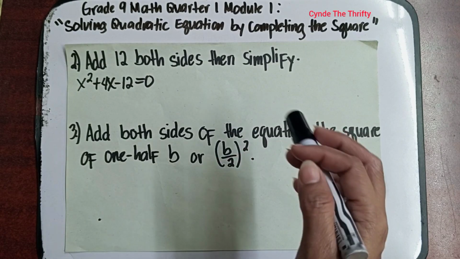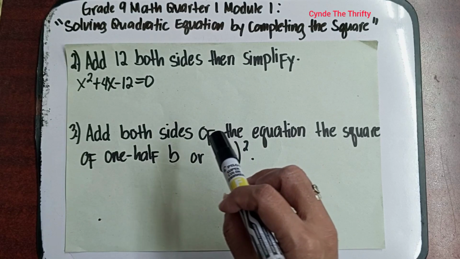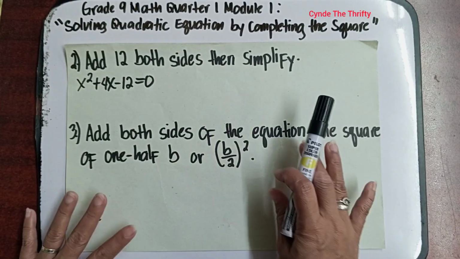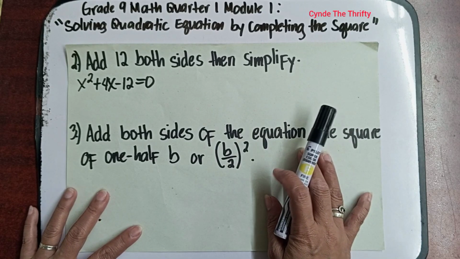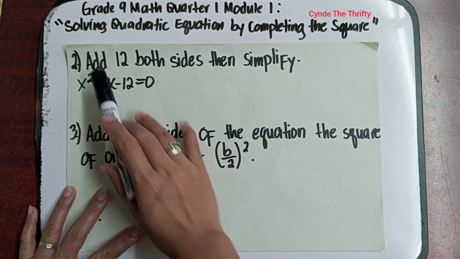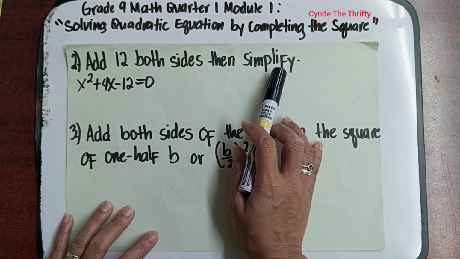Okay, tapos na tayo sa step 1. Sa step 2 naman tayo. Again, ang ginawa natin sa step 1 is dinivide natin both sides sa value ni a. So, titingnan lang natin kung ano yung value ni a. Pagkatapos, i-divide natin both sides at i-simplify. Now, sa step 2 natin, add 12 to both sides, then simplify.